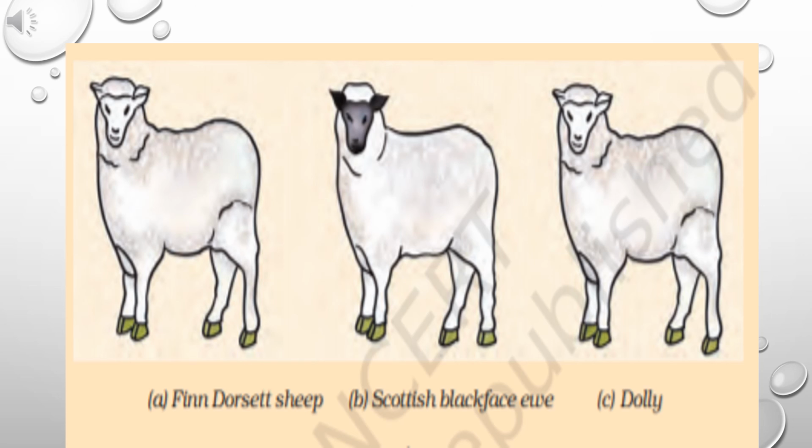So Dolly was given birth by the Scottish Blackface ewe only. It was found to be absolutely identical to the Finn Dorset sheep from which the nucleus was taken. So since the nucleus of the egg of the Scottish Blackface ewe was removed, Dolly did not show any character of the Scottish Blackface ewe. So Dolly was a healthy clone of the Finn Dorset sheep and it produced several offspring of her own through normal sexual means. Okay. Unfortunately, Dolly died on 14th February 2003 due to a certain lung disease.